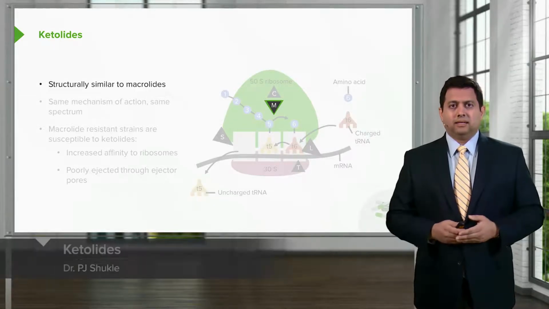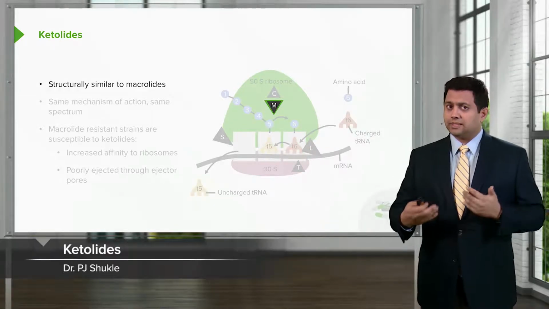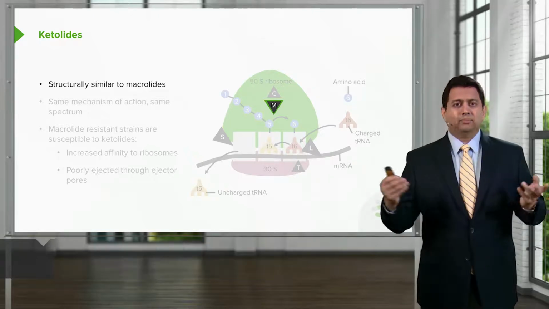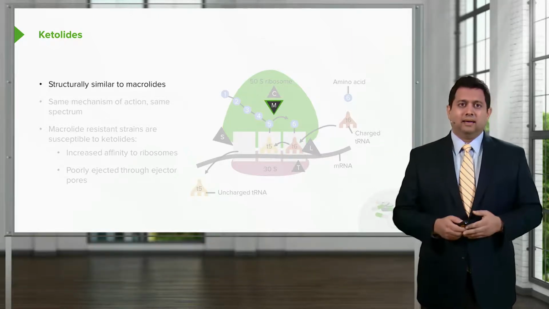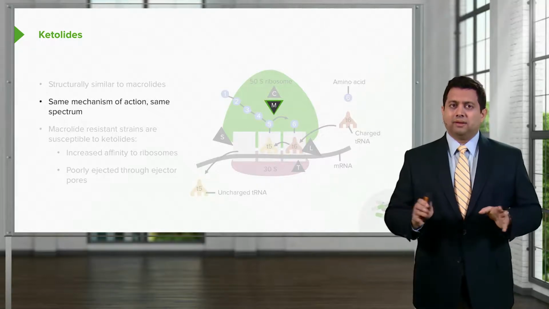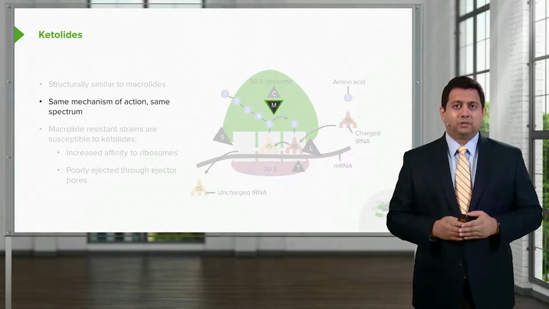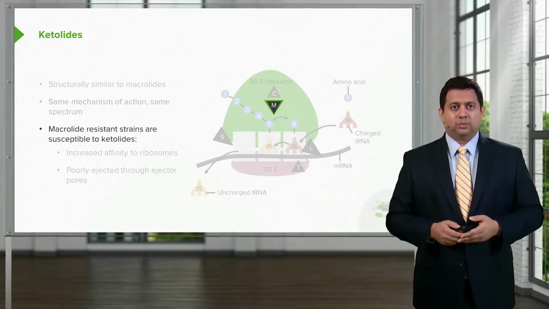Let's move on to the ketolides. Now, the ketolides are structurally similar to the macrolides, and I haven't put a separate triangle here. Let's just say that that triangle is both for K and M. It has the same mechanism of action and the same antibiotic spectrum as the macrolides as well.